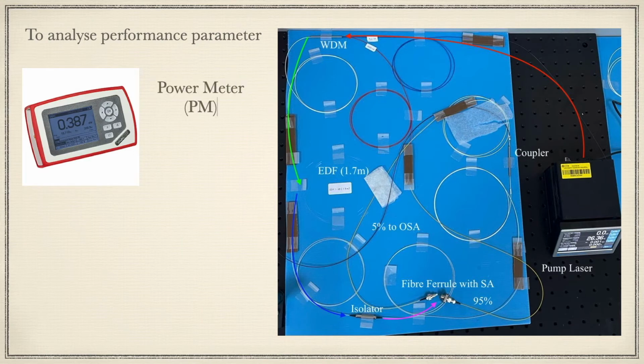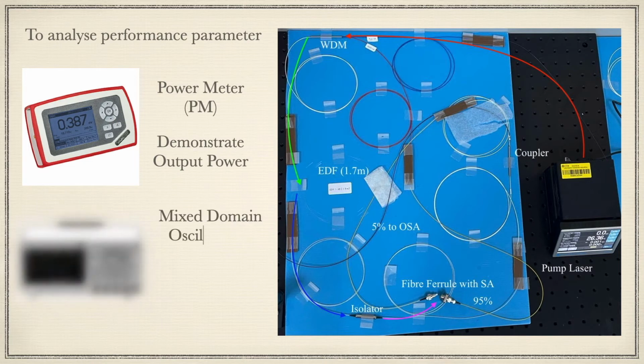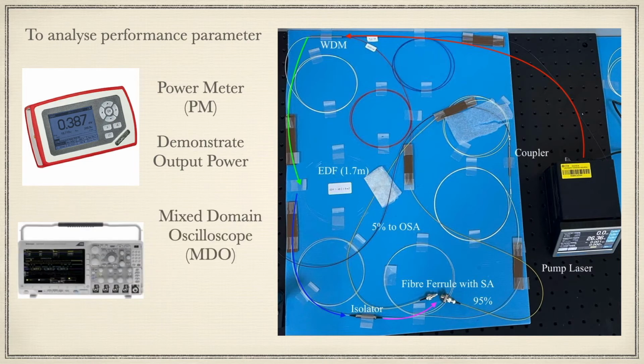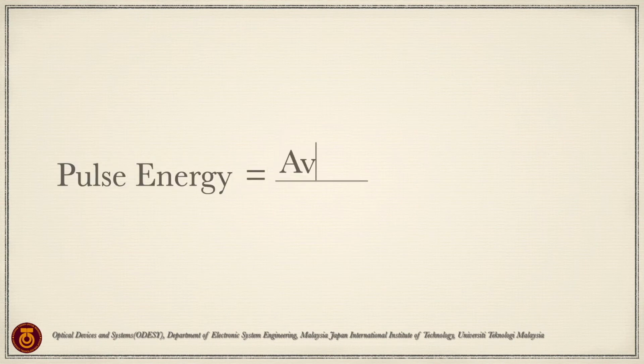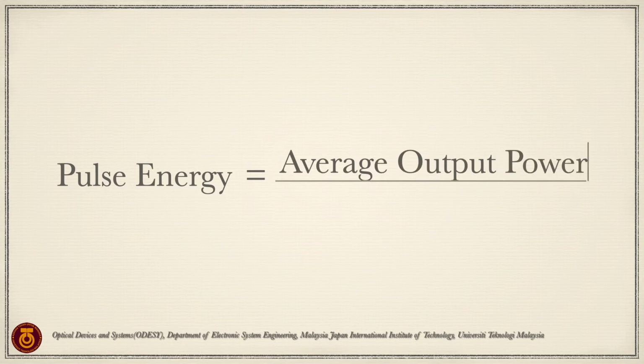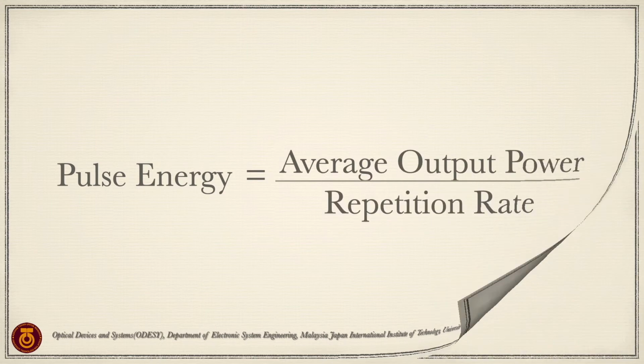a power meter (PM), which is used to determine the output power, and a mixed domain oscilloscope (MDO), which is employed to demonstrate the pulse trend and the parameters of pulse width and repetition rate. The pulse energy of the laser is then computed as the ratio of the output power to the repetition rate, following the mechanical power equations.